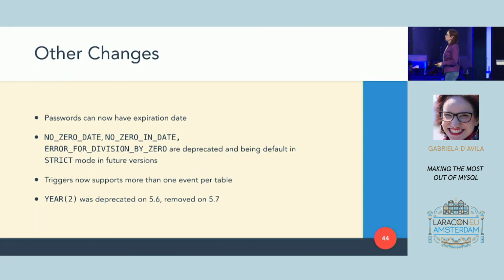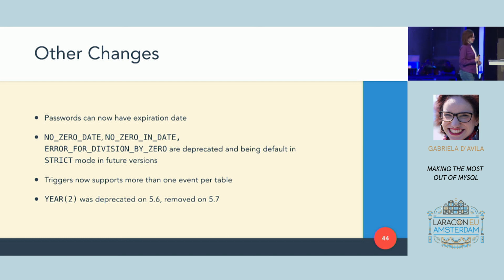Passwords now can be expired. So if you create a user for someone, like I don't like giving read access to anyone on the database, I don't know what you're going to do with the database, so I can put the password to expire. Remember that I told you about those strict modes? They are deprecated, which means on 5.8, 5.9, or even 6, they're not going to be available.